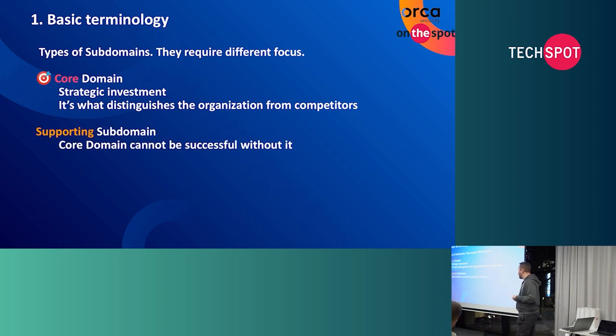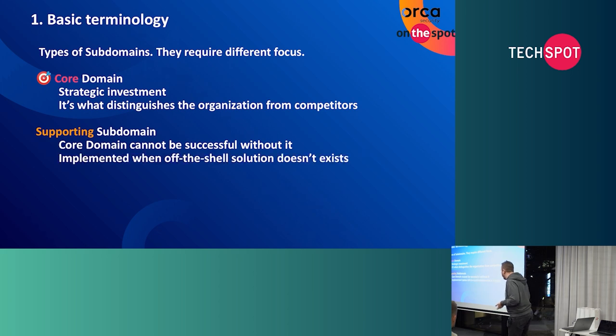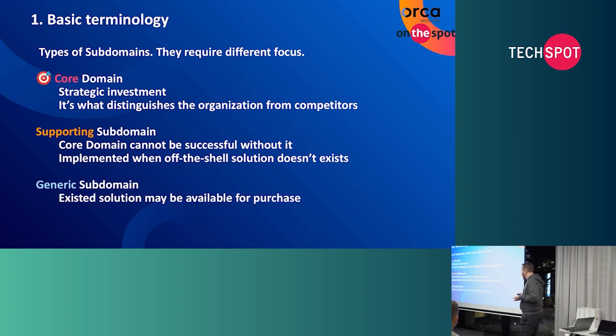We can have supporting domains. What are they? Domains without which the core domain cannot be implemented at all, and we cannot be successful without them. They also cannot be outsourced or shared because of internal data, like the guys said about HTTP, I think, and gateways. They need to implement these things to help the core domain. So we cannot buy them off the shelf. And we can have generic subdomains that exist in solutions, which we can buy on the market or by subscription, or we can outsource to another company without any problem.